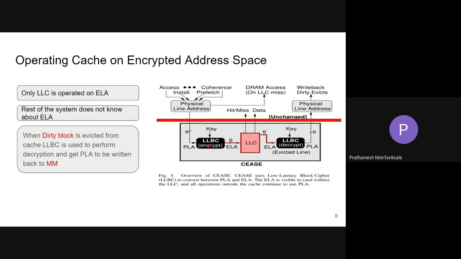Now here is the point: this encryption and decryption happens on the critical path. Every time we access the LLC, there is an encryption, and every time something is evicted from the LLC, there is a decryption. Although they have used a low-latency block cipher, the paper mentions that it takes 2 to 3 cycles, and a typical last level cache access takes roughly 20 to 25 cycles, depending on the cache size. So even with the low-latency block cipher, encryption and decryption consume nearly 10% of the LLC access time. This is how the entire LLC is isolated.